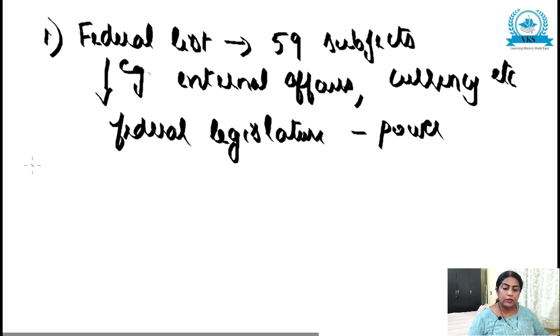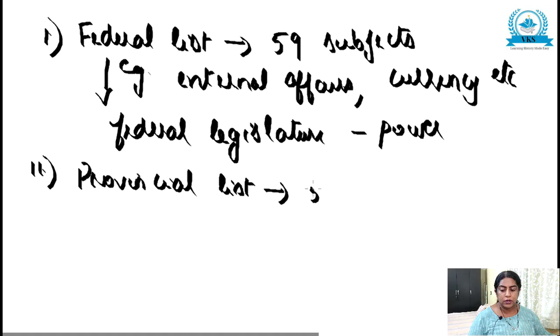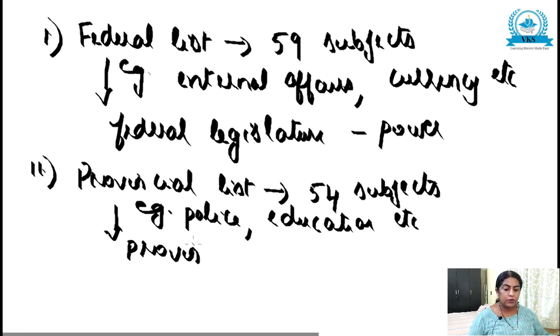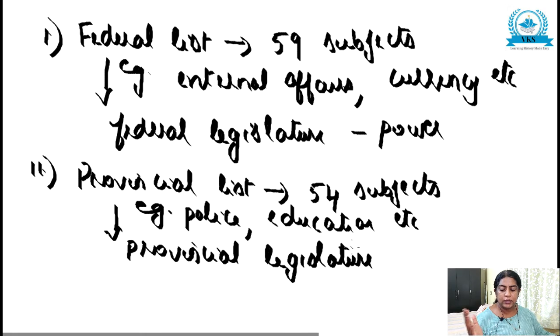Now there is a second list, called the provincial list, in which there are 54 subjects. For example, police, education, etc. These are subjects over which the provincial legislature has the jurisdiction. So power is divided between the center and the provinces, and in that there is a threefold division of subjects.